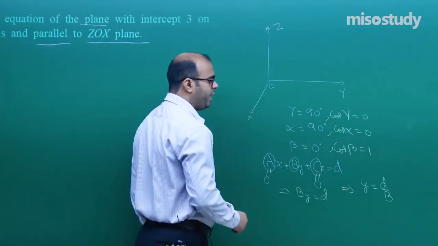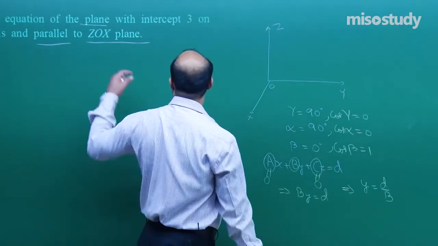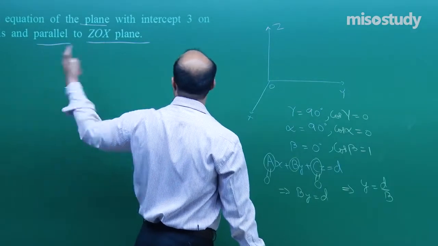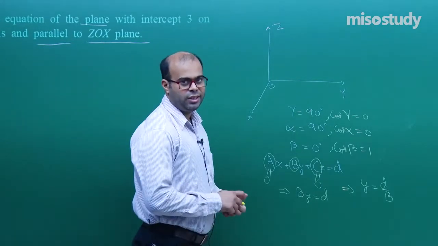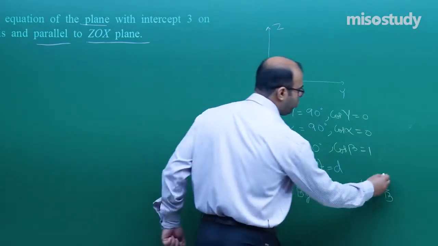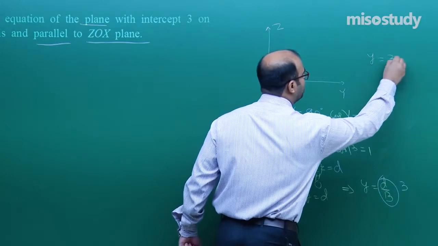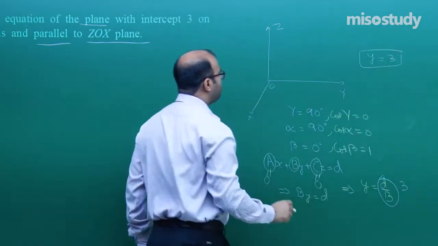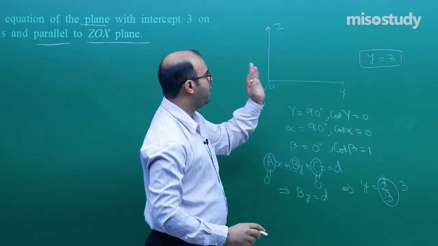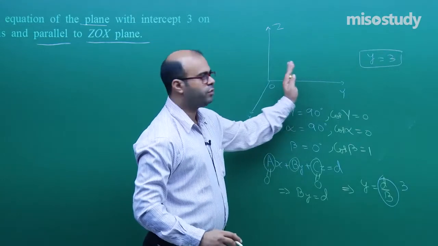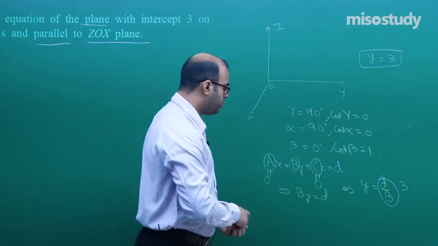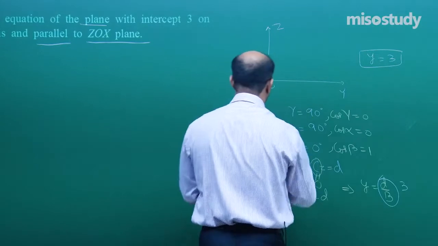Now, since we know the intercept which this plane makes with the y axis is actually 3 units, this value should be equal to 3 units. So, y is equal to 3 is the equation of the plane which is parallel to ZOX plane, and it is at 3 units from the ZOX plane. Okay, students. So, this is the equation.